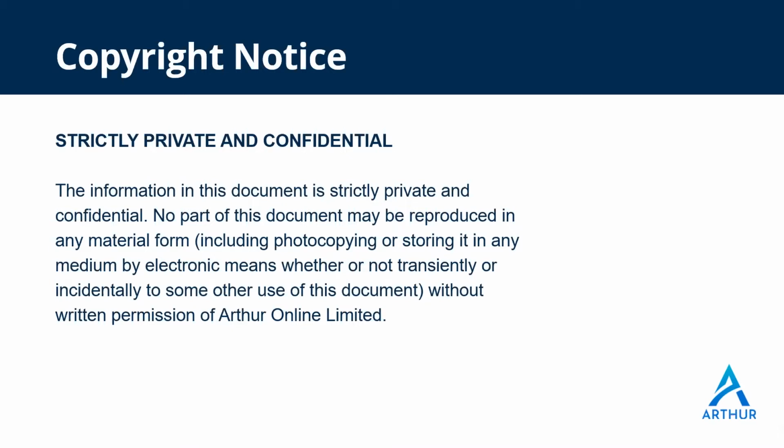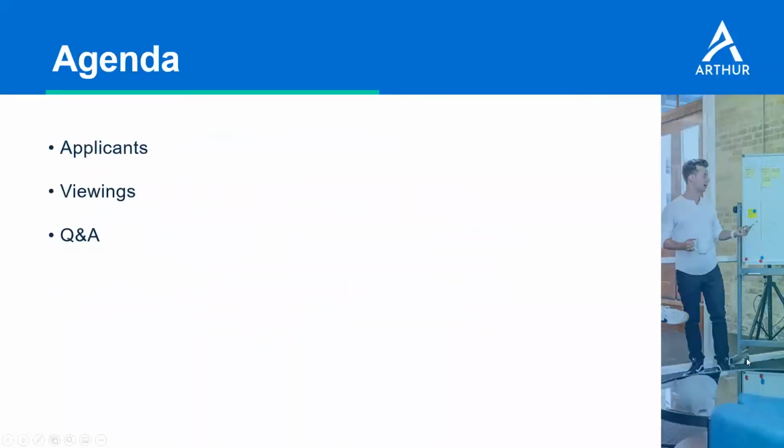Okay, so the idea of today's session is to get a better understanding of applicants and viewings in Arthur. First, we're going to have a look at applicants, what they are and how they are created in the system and the significance of them. We will then go into having a look at creating viewings and the information that can be held within them. Again, like I said, there will also be a chance at the end of the webinar to ask any questions on anything you haven't understood, I haven't covered, or needs further clarification.